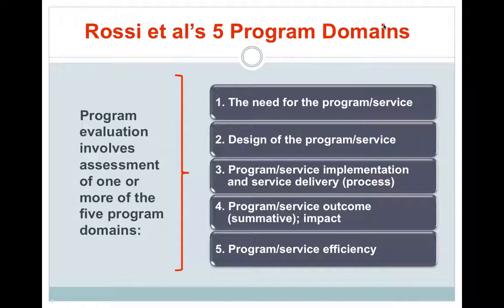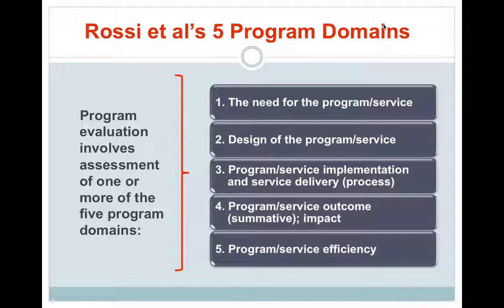Rossi identified 5 program domains, and these are 5 areas where evaluation work is done. The first is in the area of needs assessments, so looking at whether there is a need for a program or service. The second is evaluating the design of a program or service. The third is looking at the implementation of a program or service, or a process evaluation.